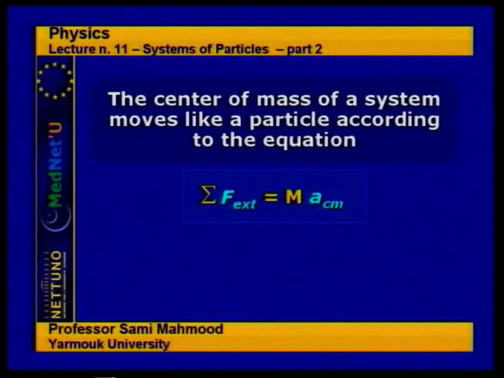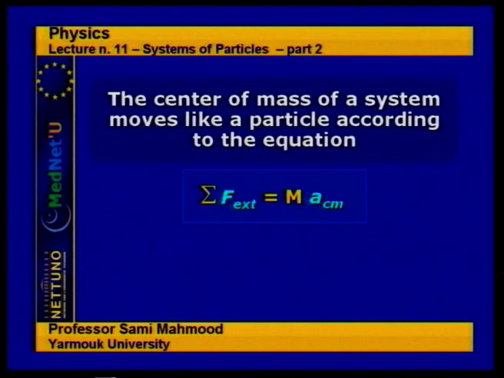And A sub CM is the acceleration of the center of mass of the system. So we have to remember those key points: we consider only the external forces. The mass is the total mass of the system. It's not the mass of one particle or two particles, it's the mass of the total system. And A sub CM is the acceleration of the center of mass.